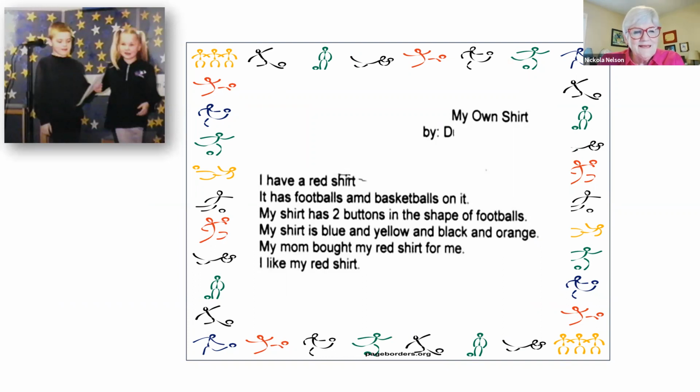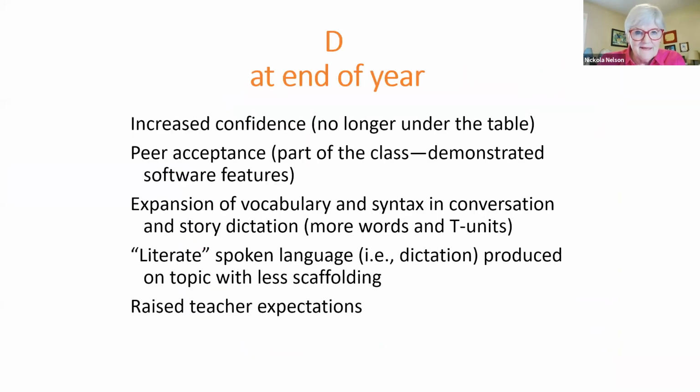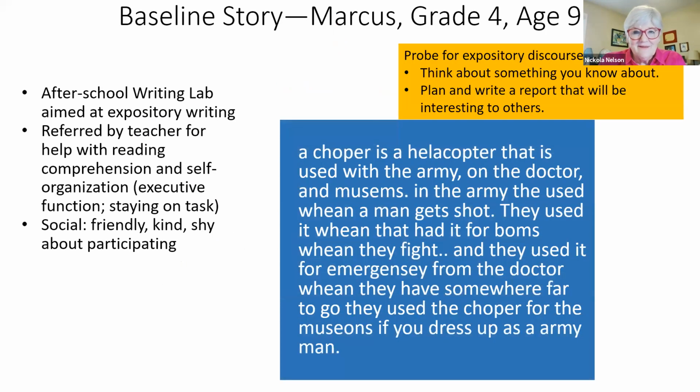And he was able to read his poem at the poetry slam with the help of one of his classmates. So again, collaboration. At the end of the year, he showed all kinds of increased confidence. His peers were accepting him as a member of the class. He showed more vocabulary and syntax in the sentences that he dictated and demonstrated this sort of literate spoken language. He knew that written language is oral language written down, and his teacher now began to expect more of him, and it was quite significant.